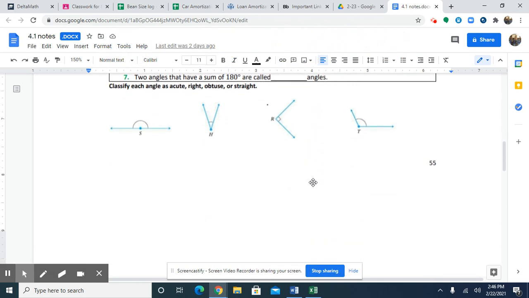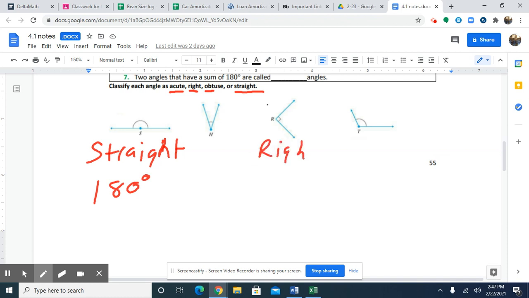So coming down here, we have the following angles, which are acute, right, obtuse, or straight. We have the first one, which is a straight angle. And straight angles are exactly 180 degrees. I'm going to jump to the third one. That is a right angle. And a right angle is exactly 90 degrees, and we should be able to see that there is a square in the corner, and that tells us that we have a right angle.